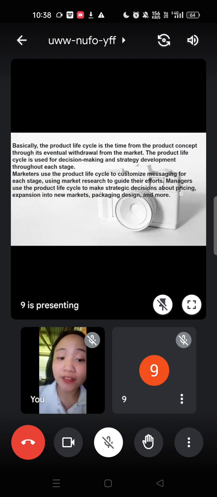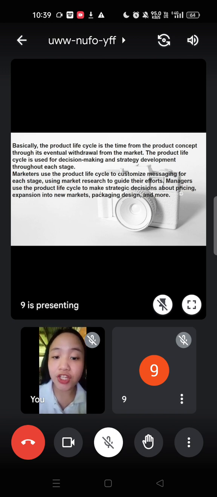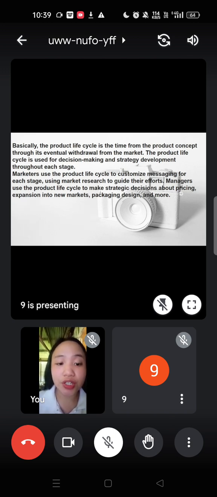Basically, the product life cycle is the time from the product concept through its eventual withdrawal from the market. The product life cycle is used for decision making and strategy development throughout each stage. Marketers use the product life cycle to customize messaging for each stage. Using market research to guide their efforts, managers use the product life cycle to make strategic decisions about pricing, expansion into new markets, packaging design, and more.